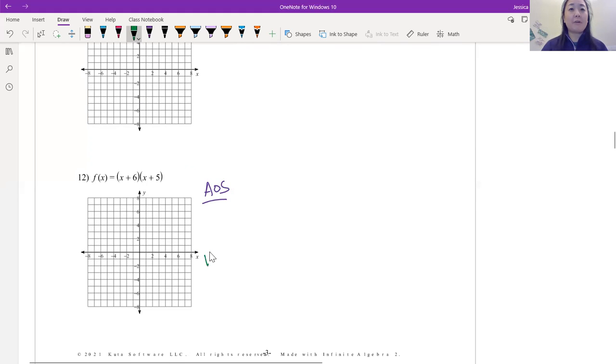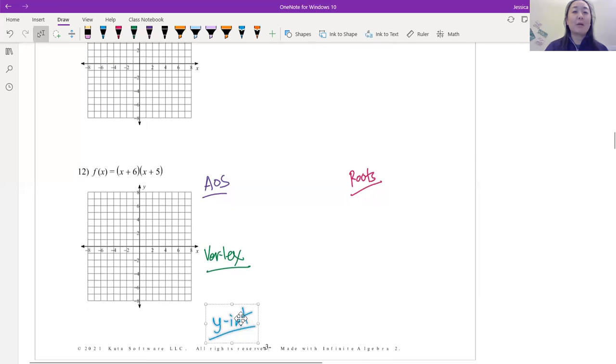So AOS, we have our vertex, we have our roots. What else do we have? We have our y-intercept. All right, so let's take a look here. Since this is vertex, I don't know why I'm so squished in here when I have all this room. So let me make myself some room. So here's my roots over here, and here's my y-intercept over here. See, a lot better.